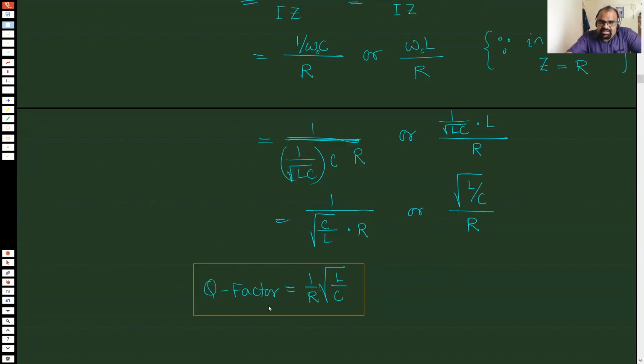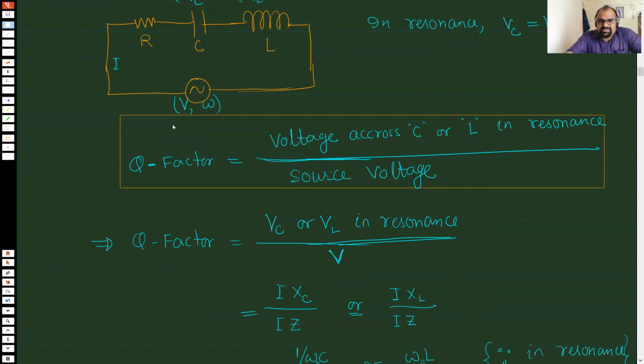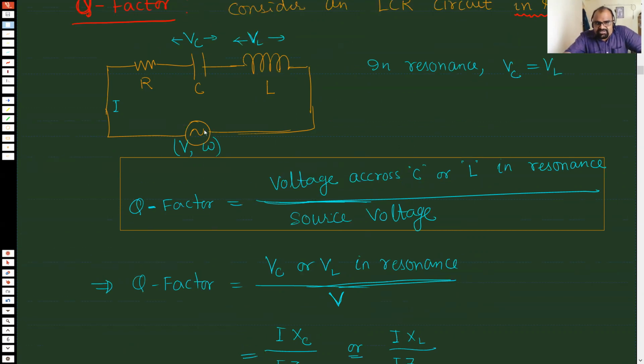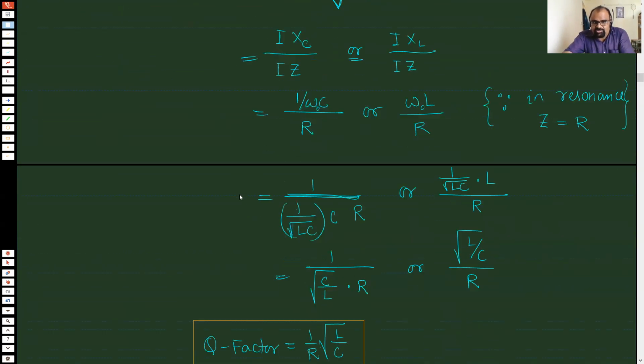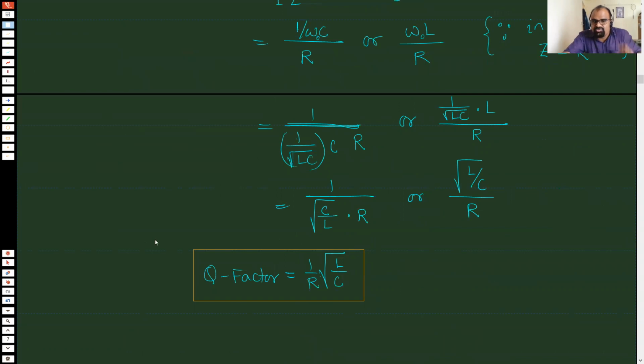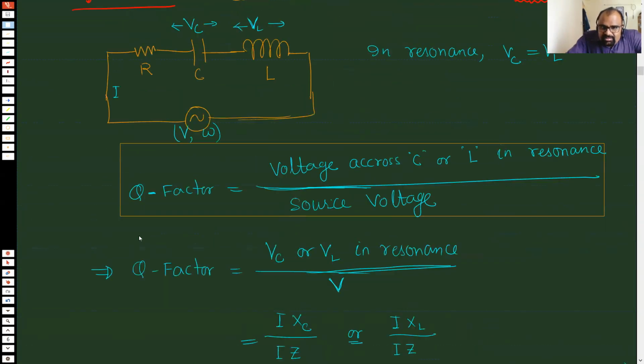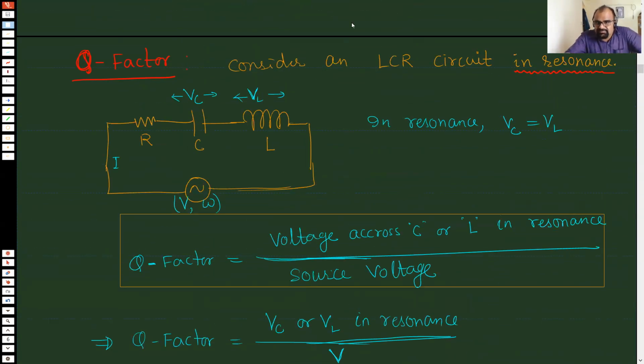Or otherwise you can derive it if you remember this basic definition of Q factor. So basic definition of Q factor is either you take VC or VL, any one of them, because actually in resonance both of them will be same. So you take any one of them and divide that with the source voltage. And you will come to finally this result, and this is your Q factor. I hope that is fine with all of you.